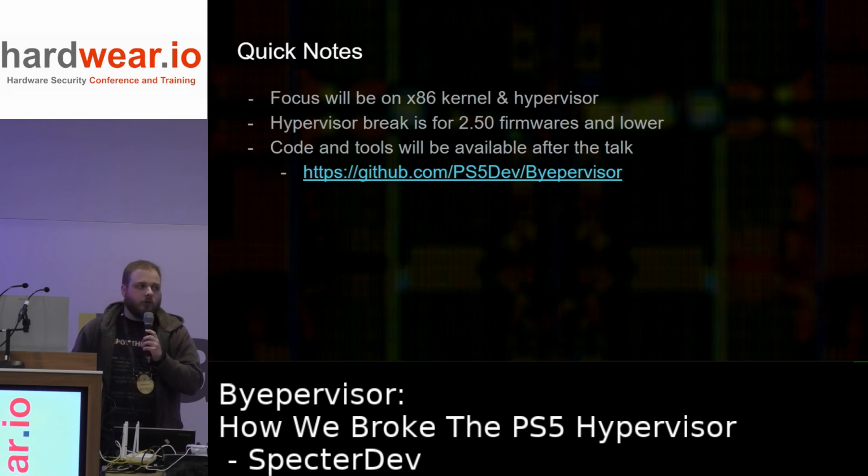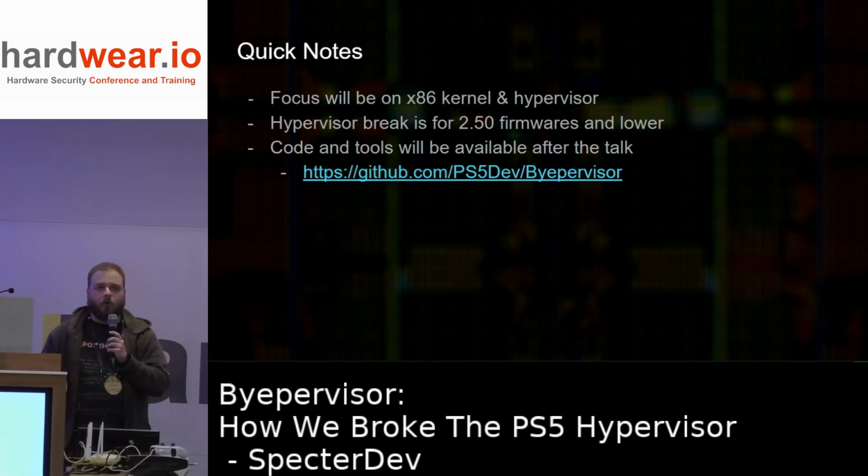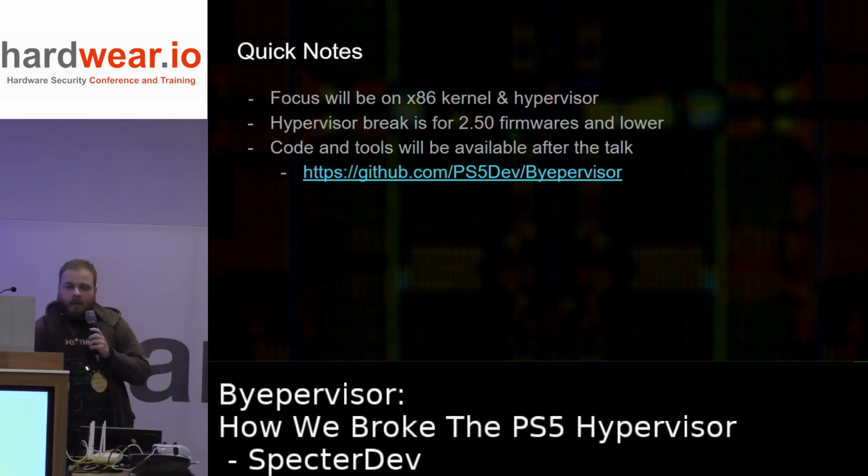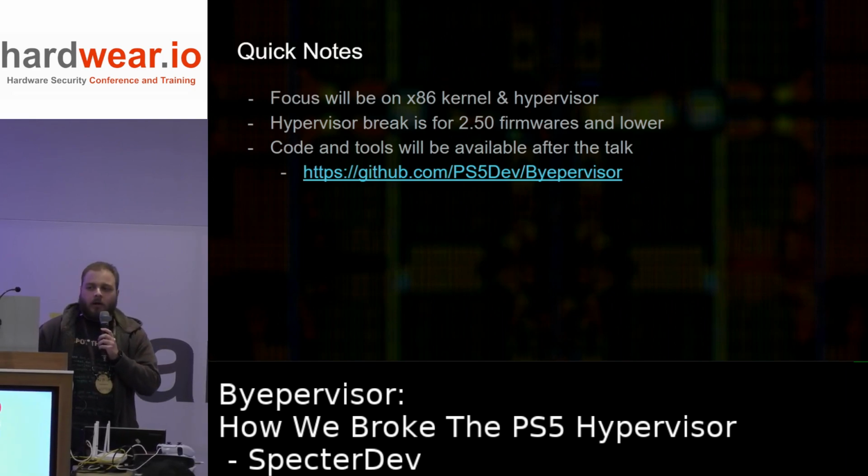So, a few quick notes before getting started. The focus here will pretty much be entirely on the x86 kernel and hypervisor, so all the other security coprocessors and whatnot aren't going to be talked about. And the hypervisor break is for, it says 2.50 and lower, but technically it's 2.70 and lower.